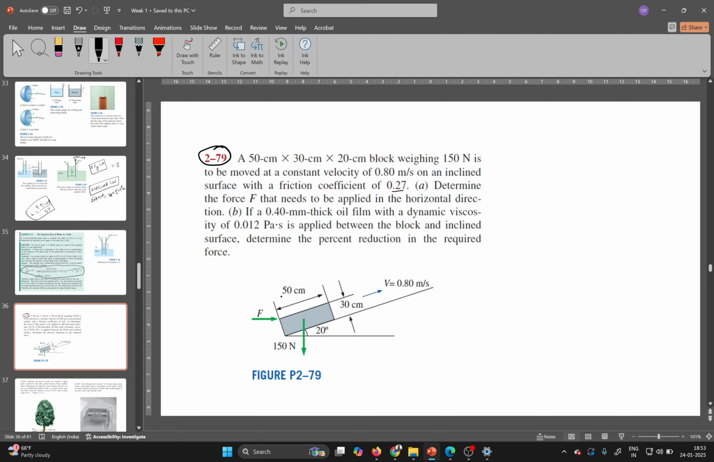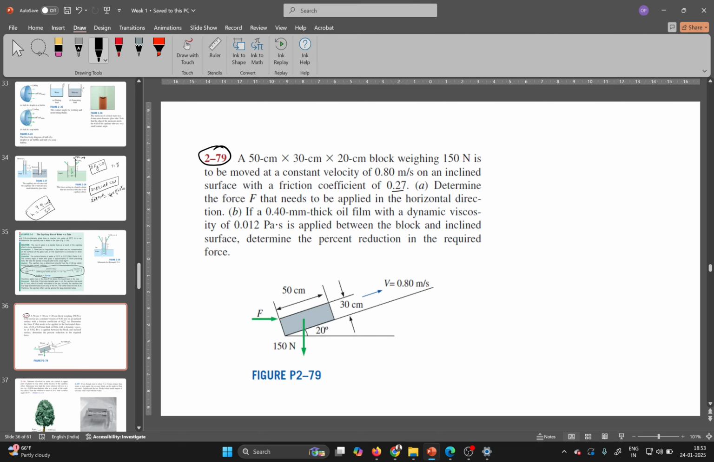Okay, you have to calculate this value F. You need to calculate the F value. And question B: if a 0.4 mm thick oil film with a dynamic viscosity of 0.012 Pascal-second is applied between the block and inclined surface, determine the percentage reduction in the required force.